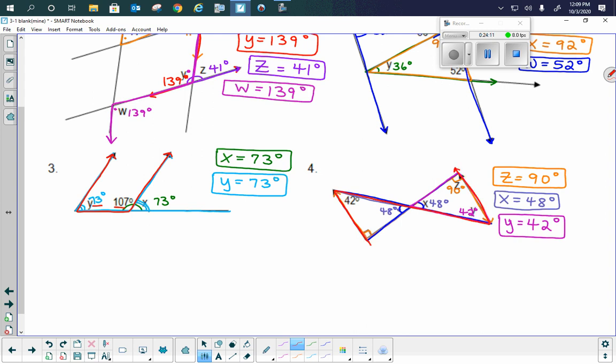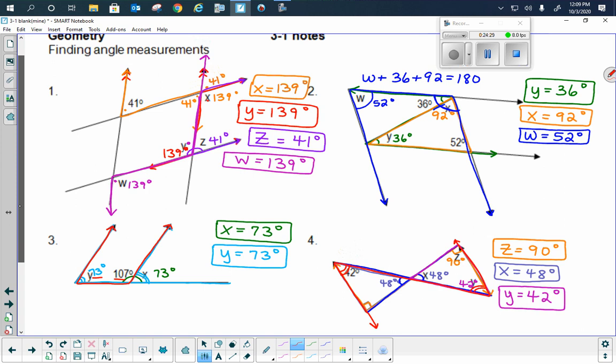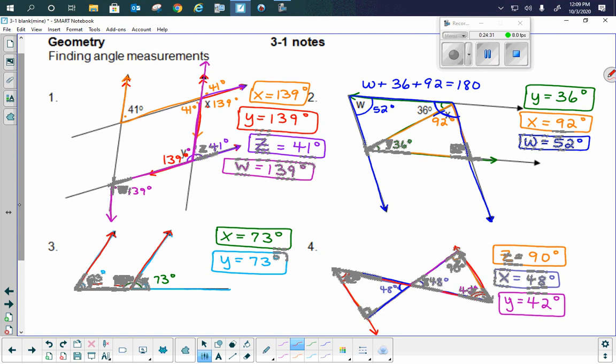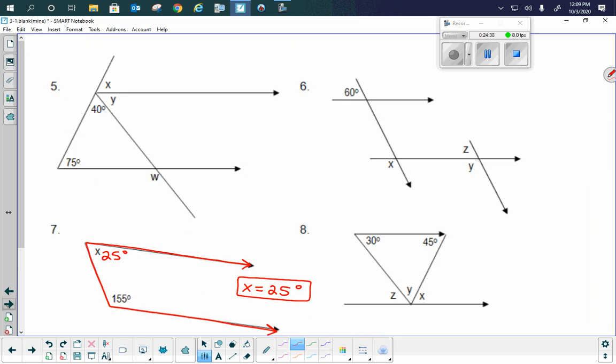Okay, with the appropriate parts being parallel. That should have also told you this angle and this angle are alternate interior and therefore equal to one another. All right, so keep working with those different tools that you have and those shortcuts to try to help you out with that. And let's see over here.